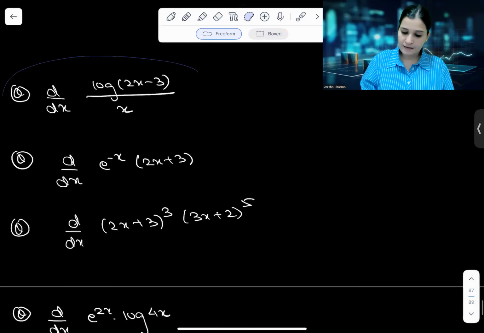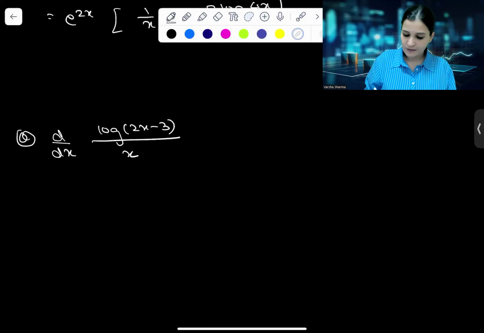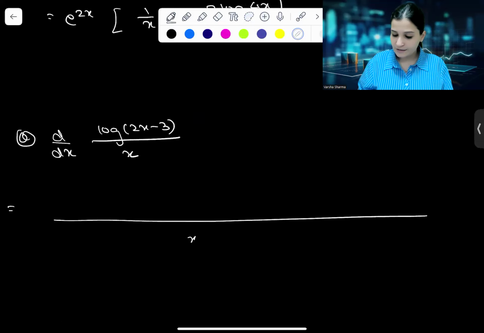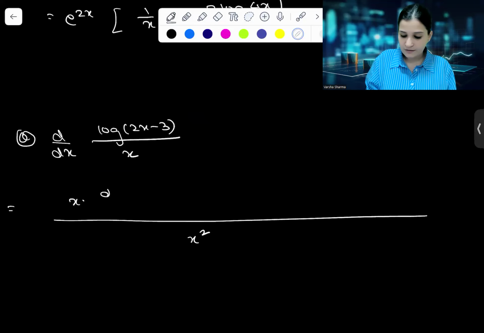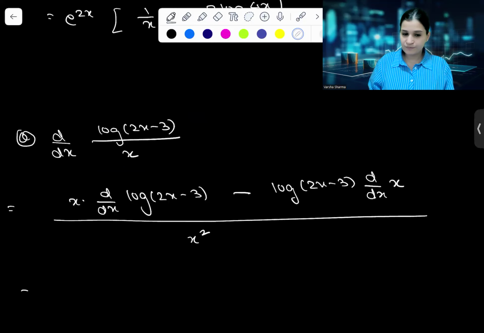Second. Here we'll be applying the quotient rule. So, denominator square. I'll leave the denominator and differentiate the numerator, then leave the numerator and differentiate the denominator.